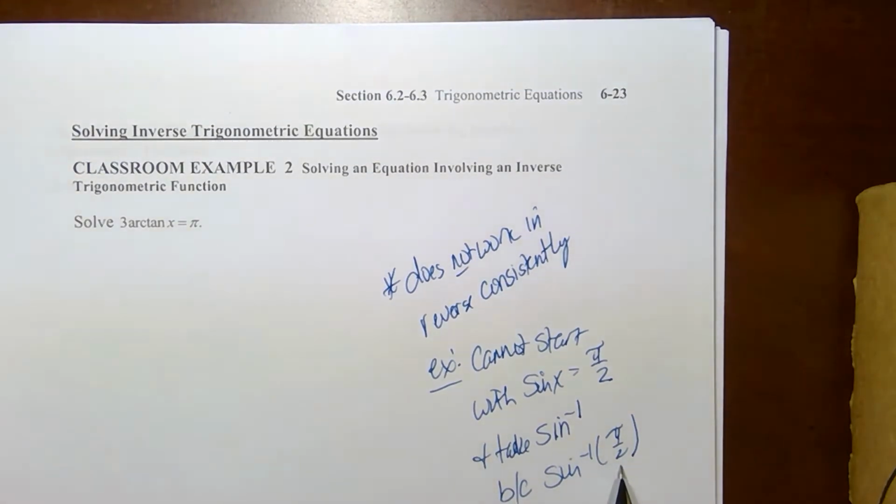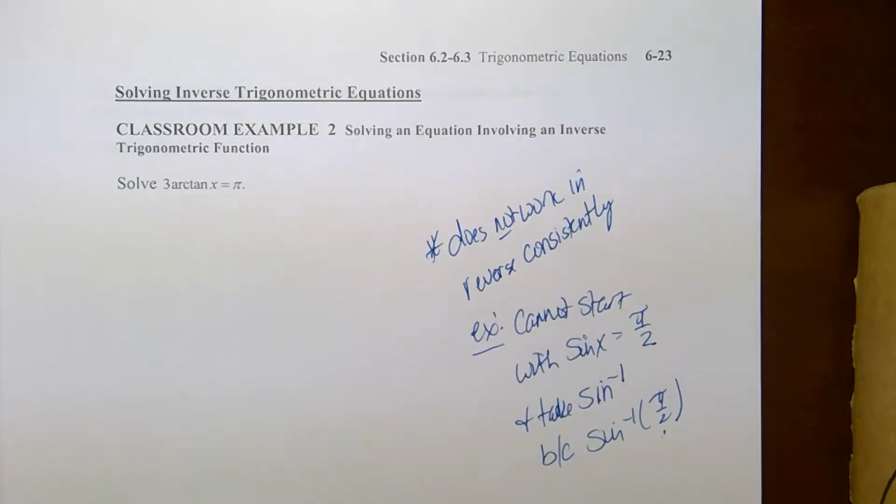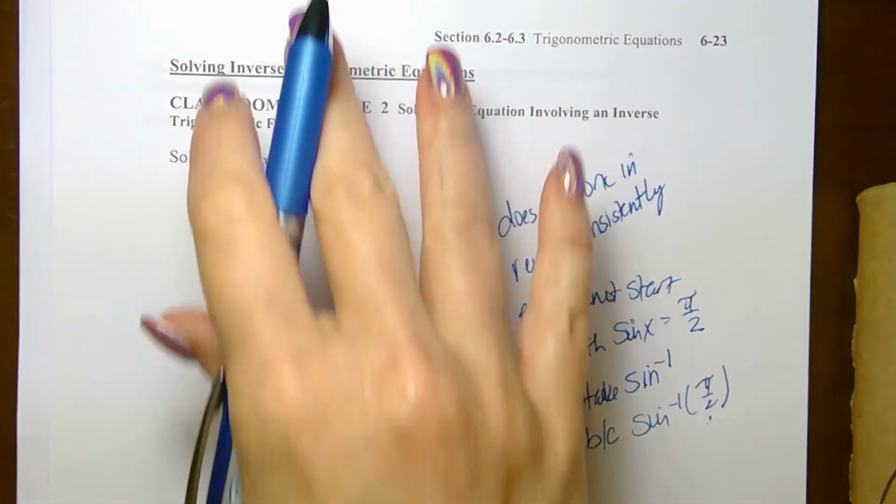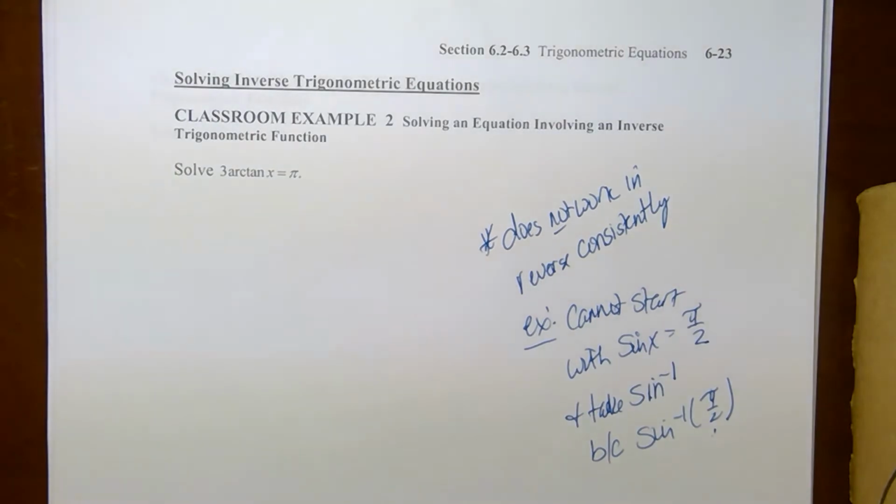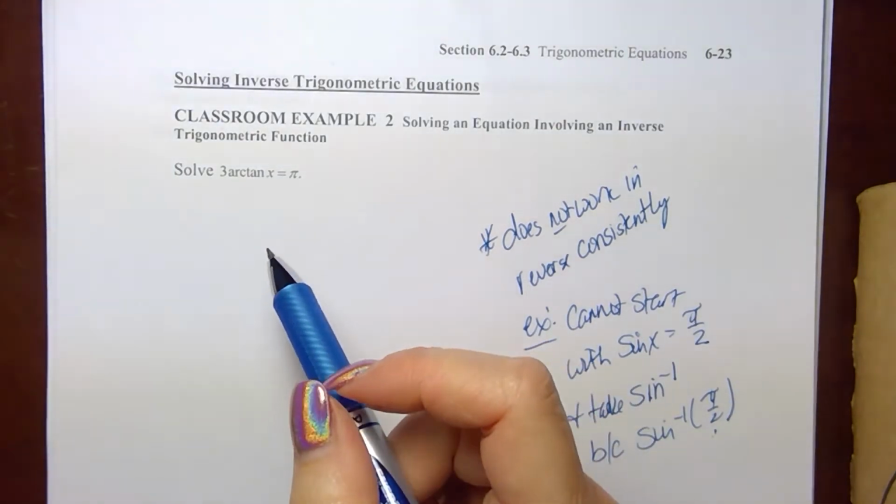Pi is about 3.14, divided by 2 is outside my domain of x. It can't work. One more time, don't stress about that. It's not going to give you something that doesn't work. Just be aware that we have only select problems that we do this with.